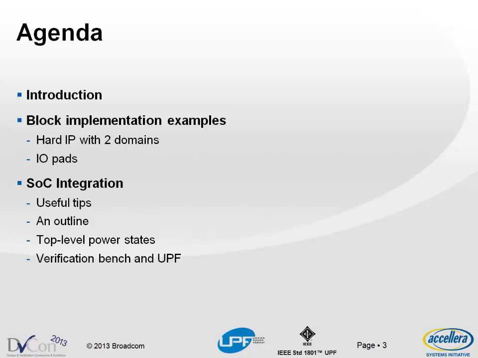So we're just going to go over the problem description. Then we'll take specific implementation examples. So this would be full-blown implementation of blocks. And we're going to take two different examples. One is a hard IP block with 2 domains, and then we're going to take I/O paths, which is something specific to the top level. It's not typically seen inside IPs. And finally, we're going to talk about SoC integration, what are the useful tips, general best practices, and also talk briefly about verification.